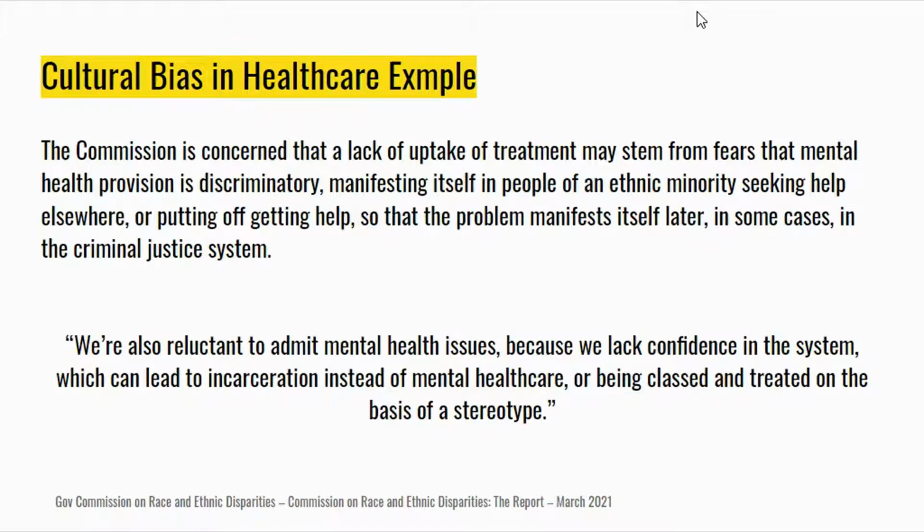So as the study says, we're also reluctant to admit mental health issues because we lack confidence in the system, which can lead to incarceration instead of mental health care, or being classed and treated on the basis of a stereotype. So if you think about a Black person suffering from mental health issues, with those figures in your mind, are you going to want to seek help and potentially be incarcerated? Or are you going to want to seek help elsewhere or try and fight this yourself? It's a difficult situation, but these problems are just made worse because of these inequalities, because of these racial biases. It does have these long-standing effects in terms of developing this kind of cultural bias.